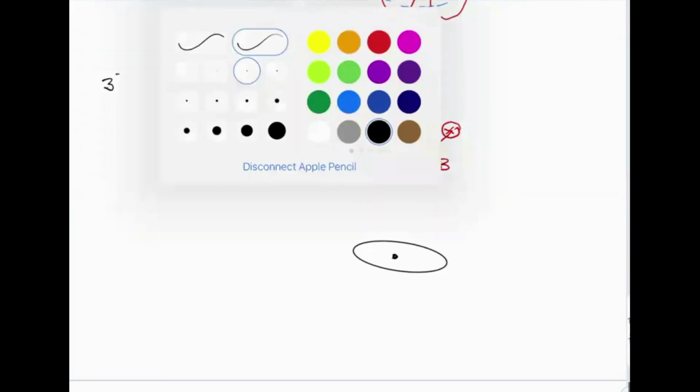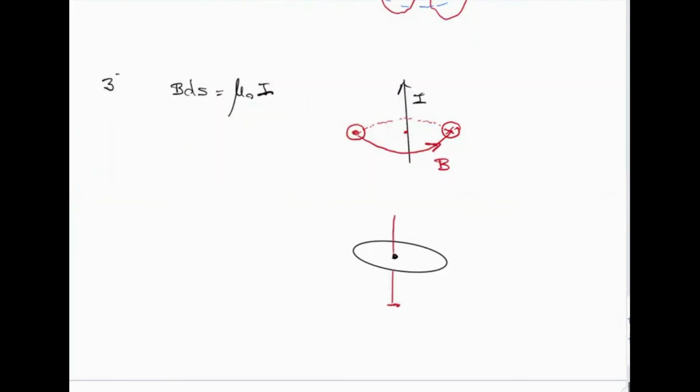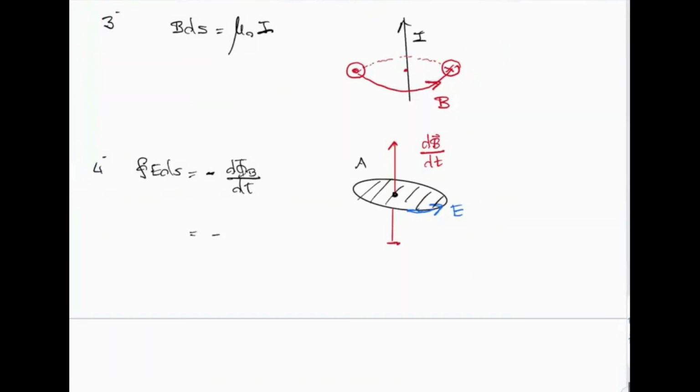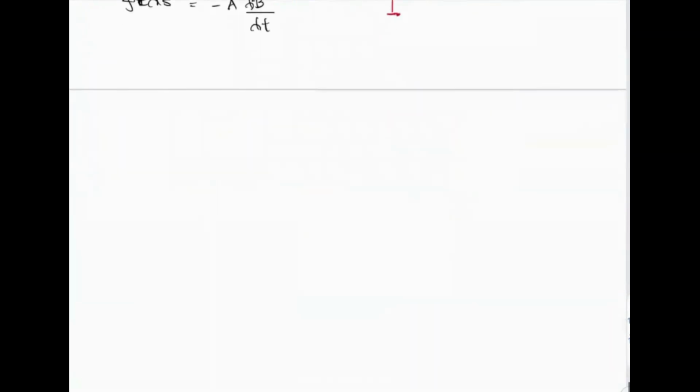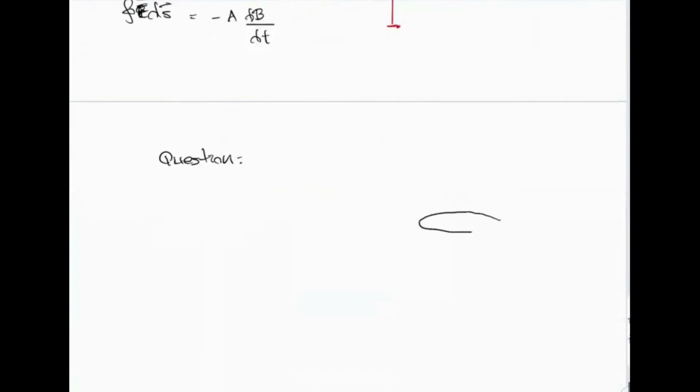And the last one, simply stated, is if you vary the strength of the magnetic field within a certain region that has an area, it's going to change the magnetic flux, which is going to generate a circulating electric field. That's it. So that's what Faraday came up with.